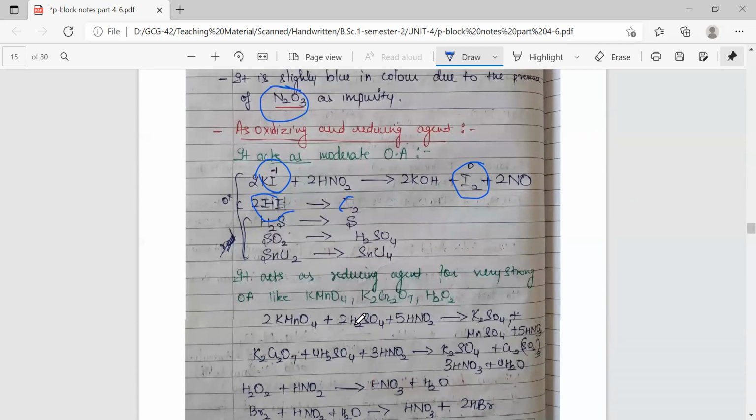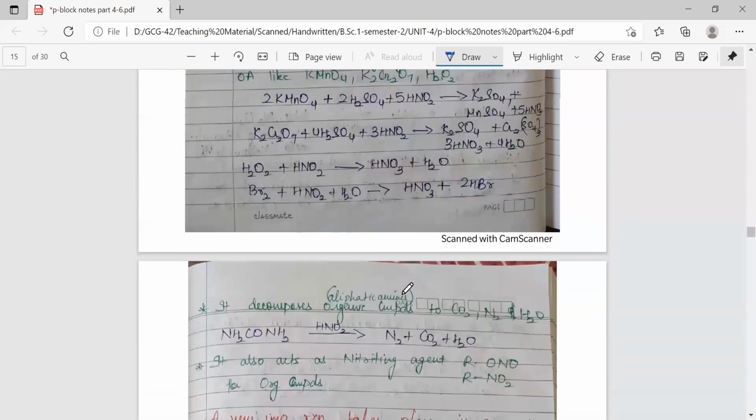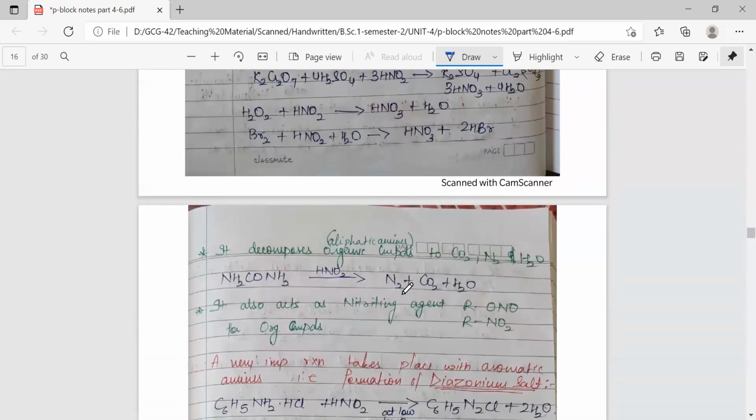So it acts as a reducing agent for very strong oxidizing agents like KMnO4, K2Cr2O7, and H2O2. So these strong oxidizing agents exhibit their oxidizing action, and it exhibits its reducing action upon them, and it gets oxidized to HNO3, that is, a stronger acid.